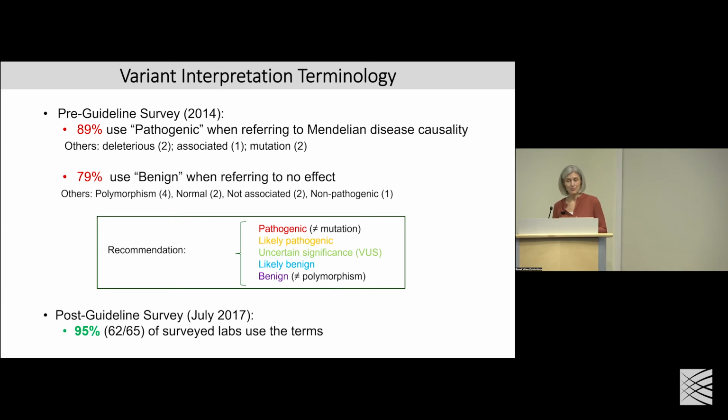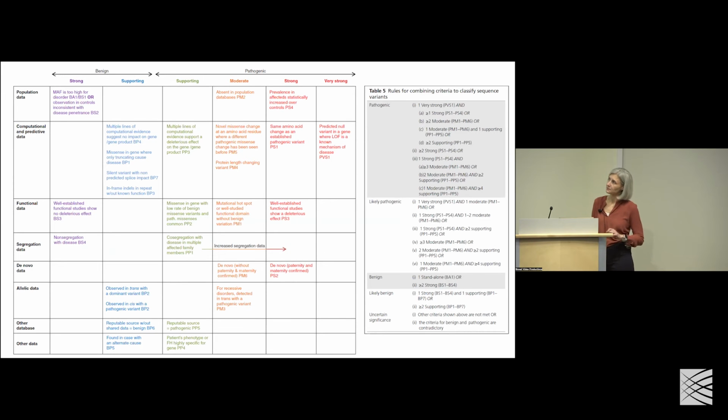But these guidelines have really been very widely adopted in the field since they've been published. And as of 2017, about 95% of labs were using these terms. So let's talk through a little bit about how these guidelines work. If you were to open up this paper, you would see this nice, pretty rainbow chart, which is really the fundamental variant classification guidelines here.